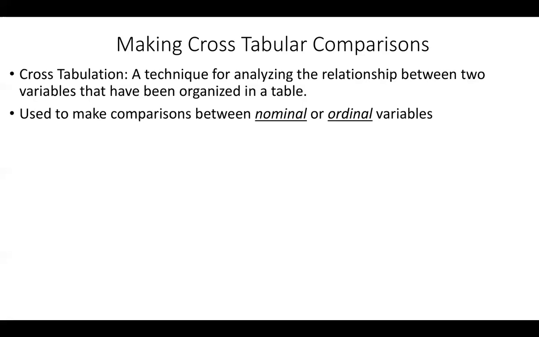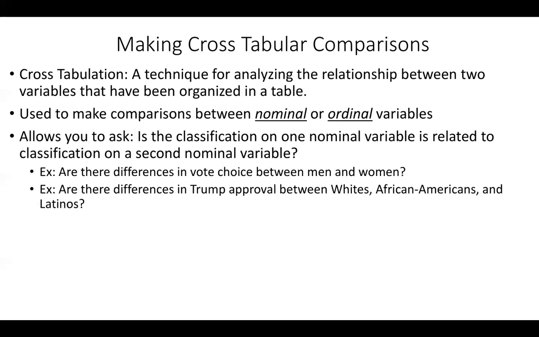They're called cross-tabular comparisons or cross-tabulation because we create a table where one variable represents our rows and another variable represents our columns. So the actual independent and dependent variables are organized in a table. And once you set up this table of comparisons, you can then ask, is the classification on one nominal variable related to the classification on a second nominal variable?